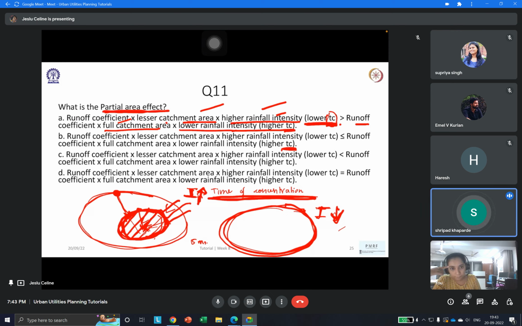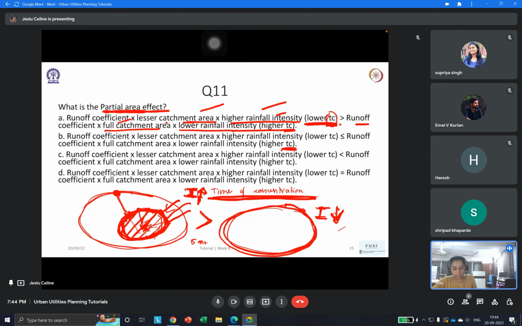So lesser catchment area will give more runoff, madam. So you're saying this one, yeah, because intensity is higher, even if the catchment area is less, because intensity is higher, it will give more. Concentration time will be very less. Exactly. Concentration time will be less. So you're saying it will happen. Fine. Anybody else? Any other observation you want to say?